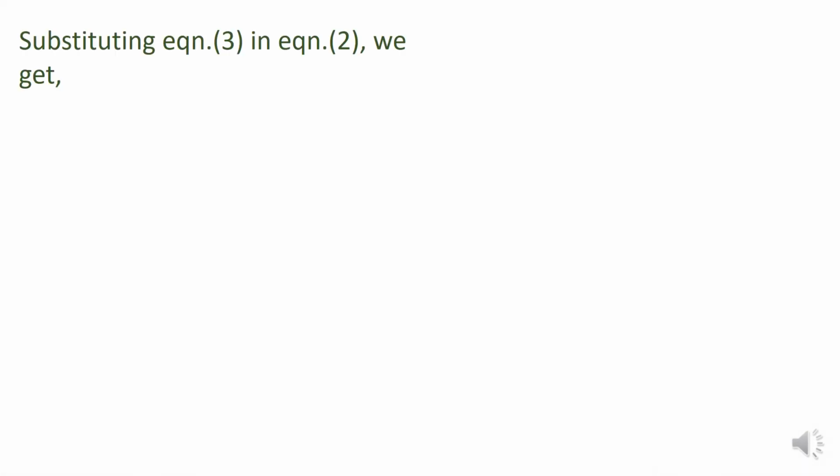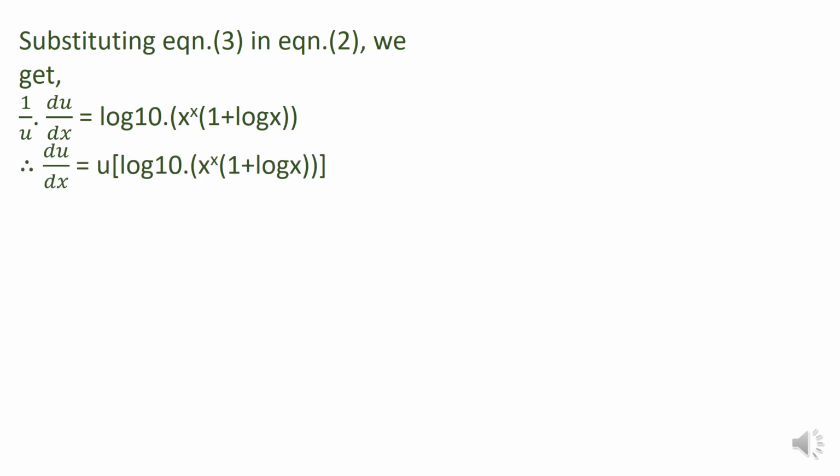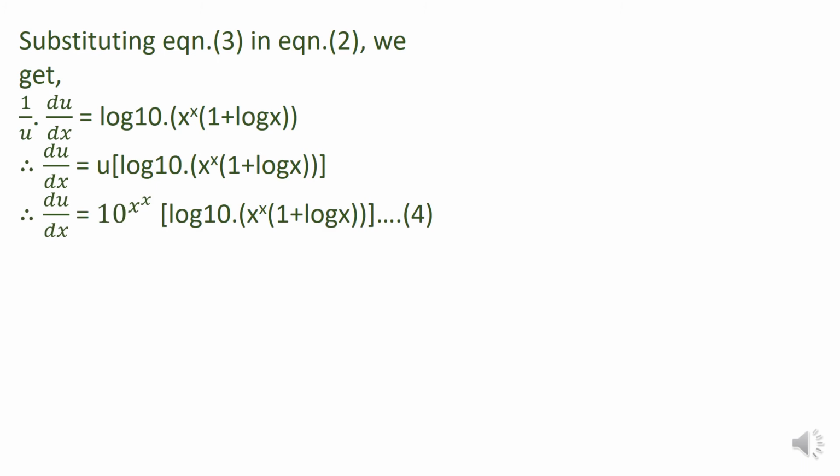We substitute equation 3 in equation 2. Thus we get 1 upon u du by dx is equal to log 10 into the differentiation of x raised to x, which becomes x raised to x into (1 plus log x). Thus du by dx is equal to u, written on the RHS, and we substitute the value for u. So this becomes our equation 4.